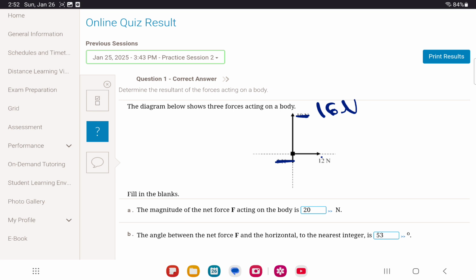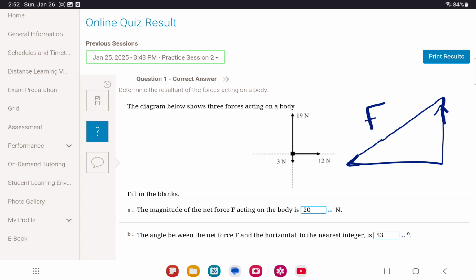Magnitude, they want this angle. Okay, first, I'm pretty sure your teachers taught you this, that you have to change it. If it's going like this, you have to change it to go like this, okay? And then you have to create a right triangle. They want here, let's call it F, okay? This is 16 and this is 12, okay? They want F. Pythagoras theorem, this is the hypotenuse.